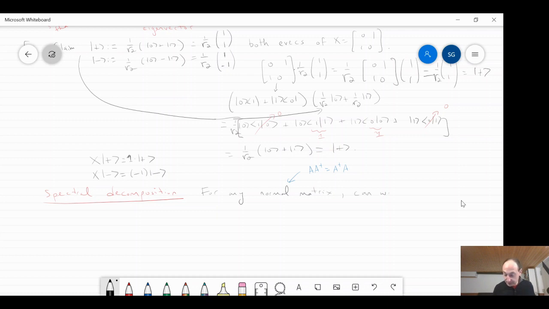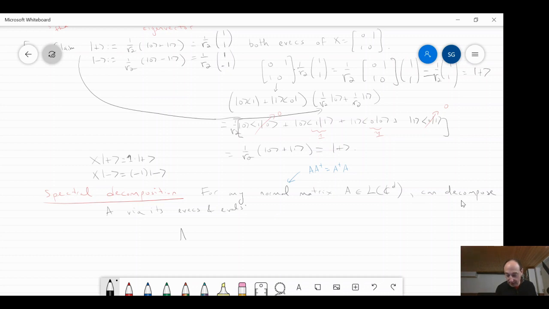For any normal matrix A, I can always write... let me be a little bit more precise here. Again, let me just assume that A is, for concreteness, a D by D matrix. It's a linear operator sending C^D to itself. We can decompose A via its eigenvectors and eigenvalues.